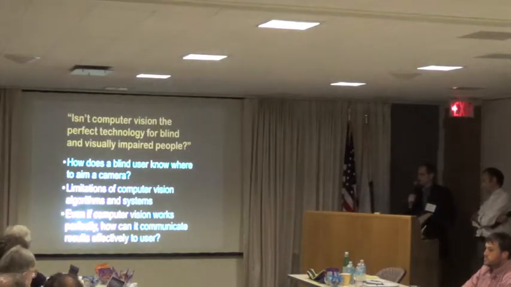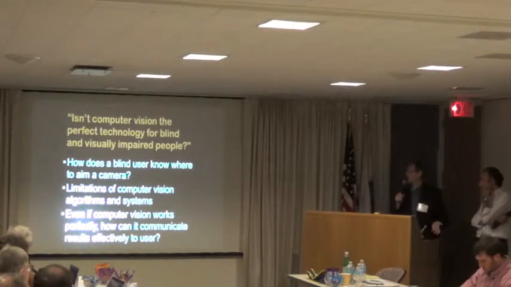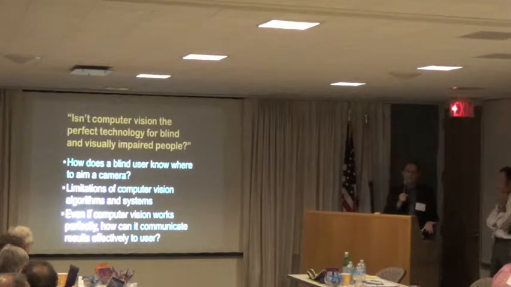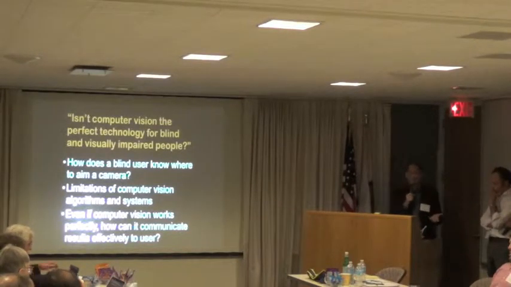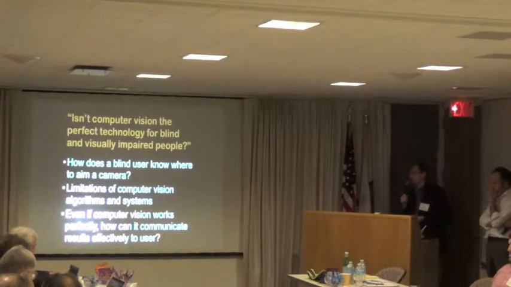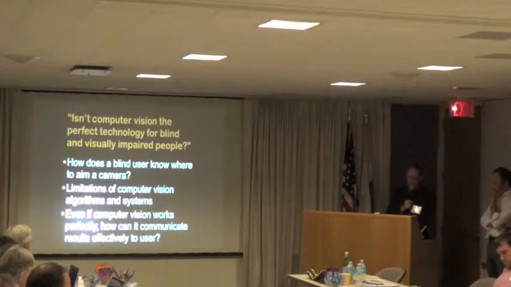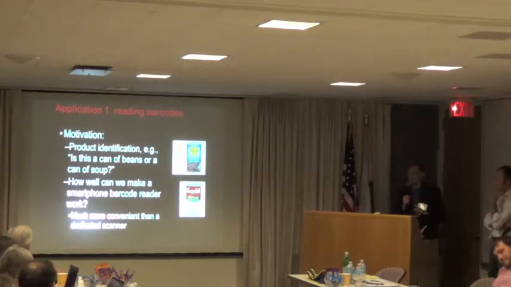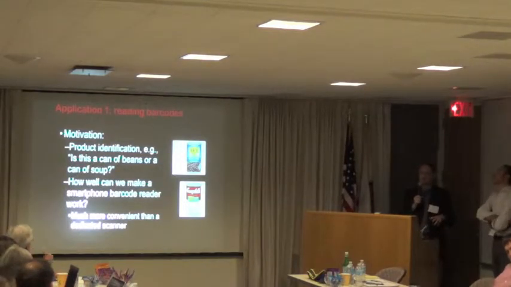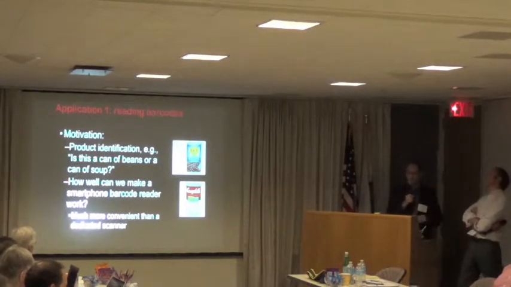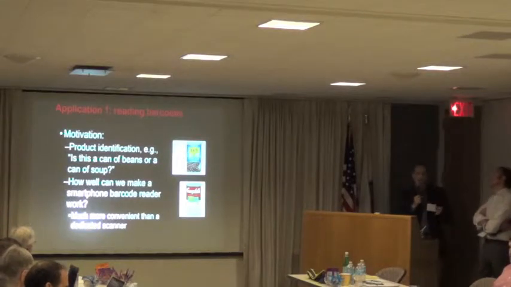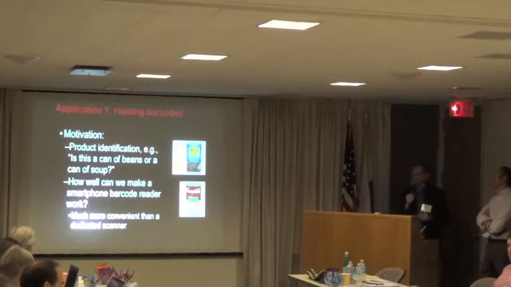And then even if the computer vision component of a system works perfectly, how do you communicate those results effectively to a user? You want to perhaps provide audio or haptic feedback in a way that doesn't distract from other activities that the user is engaged in. That's another separate challenge. So this talk addresses three particular applications that are case studies, in some sense, of these issues. I'm going to talk about the first application, on reading barcodes, and Roberto will talk about the second two.